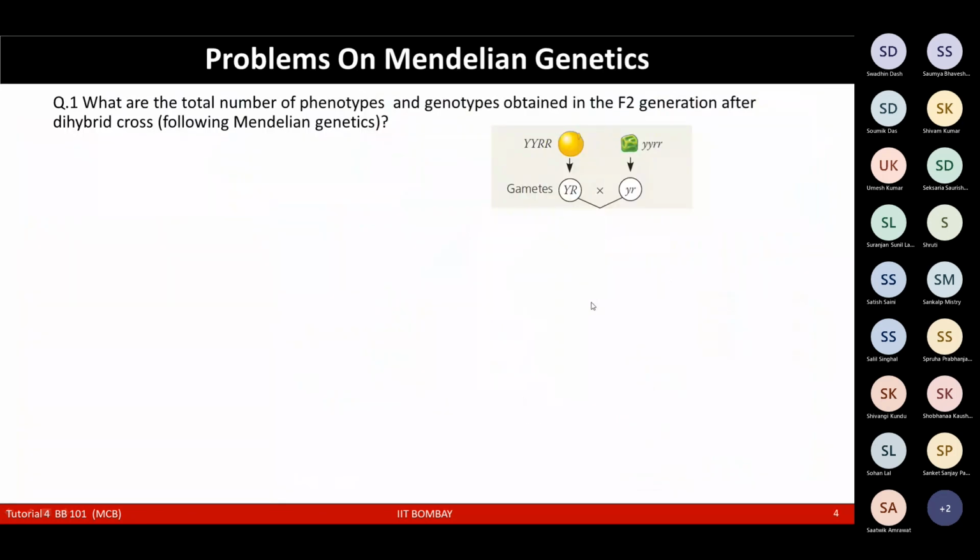I want you to solve these questions, and I'll be discussing them side by side. What are the total number of phenotypes and genotypes obtained in the F2 generation after a dihybrid cross following Mendelian genetics? On the rightmost side you can see a snapshot, and from it you have to calculate the total number of phenotypes and genotypes.